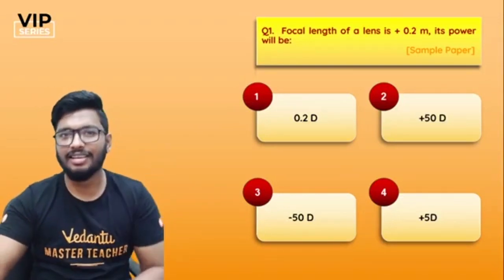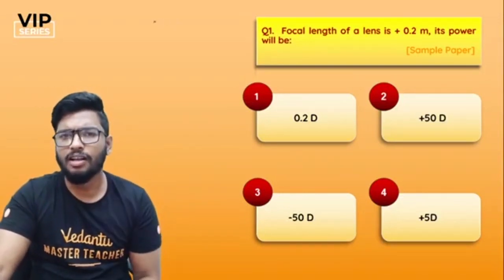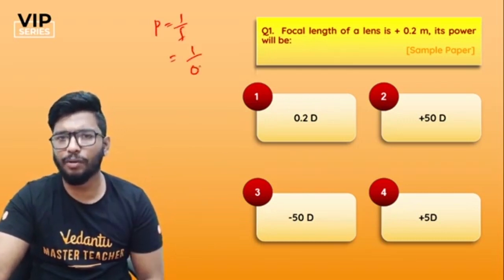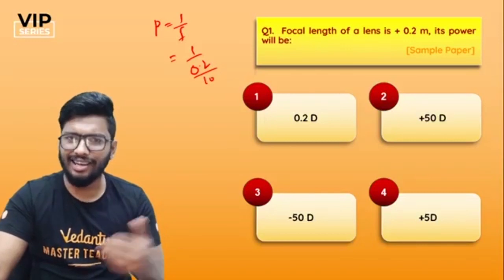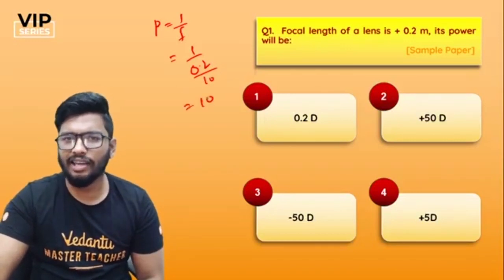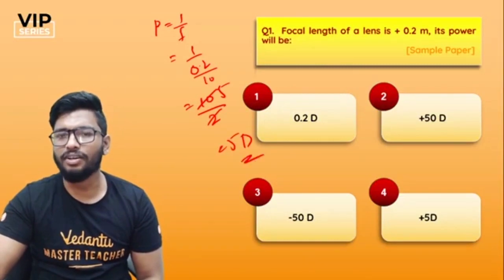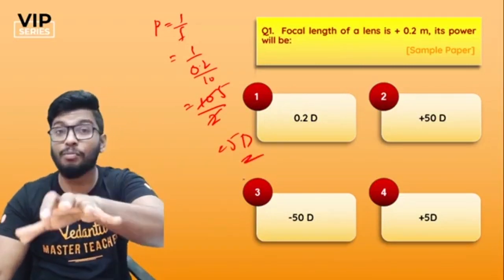Now here's the thing, guys. You know that the relationship is quite simple. Power of a lens is equal to 1 by focal length. So if the focal length is given as 0.2, divide 1 by 0.2. What will happen? 10 will go to the numerator. So what will you get? 5 diopter will be the answer, because it's given as 0.2 meters.